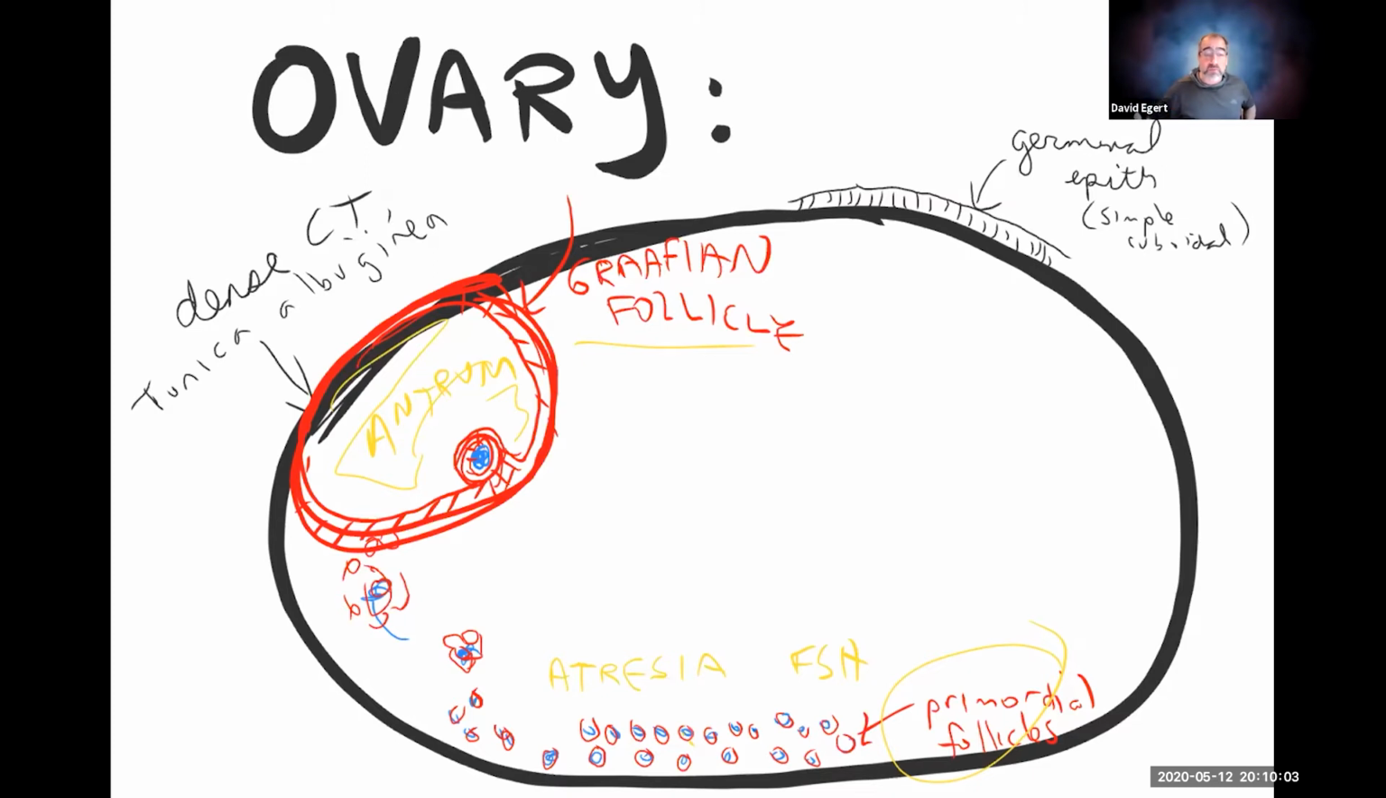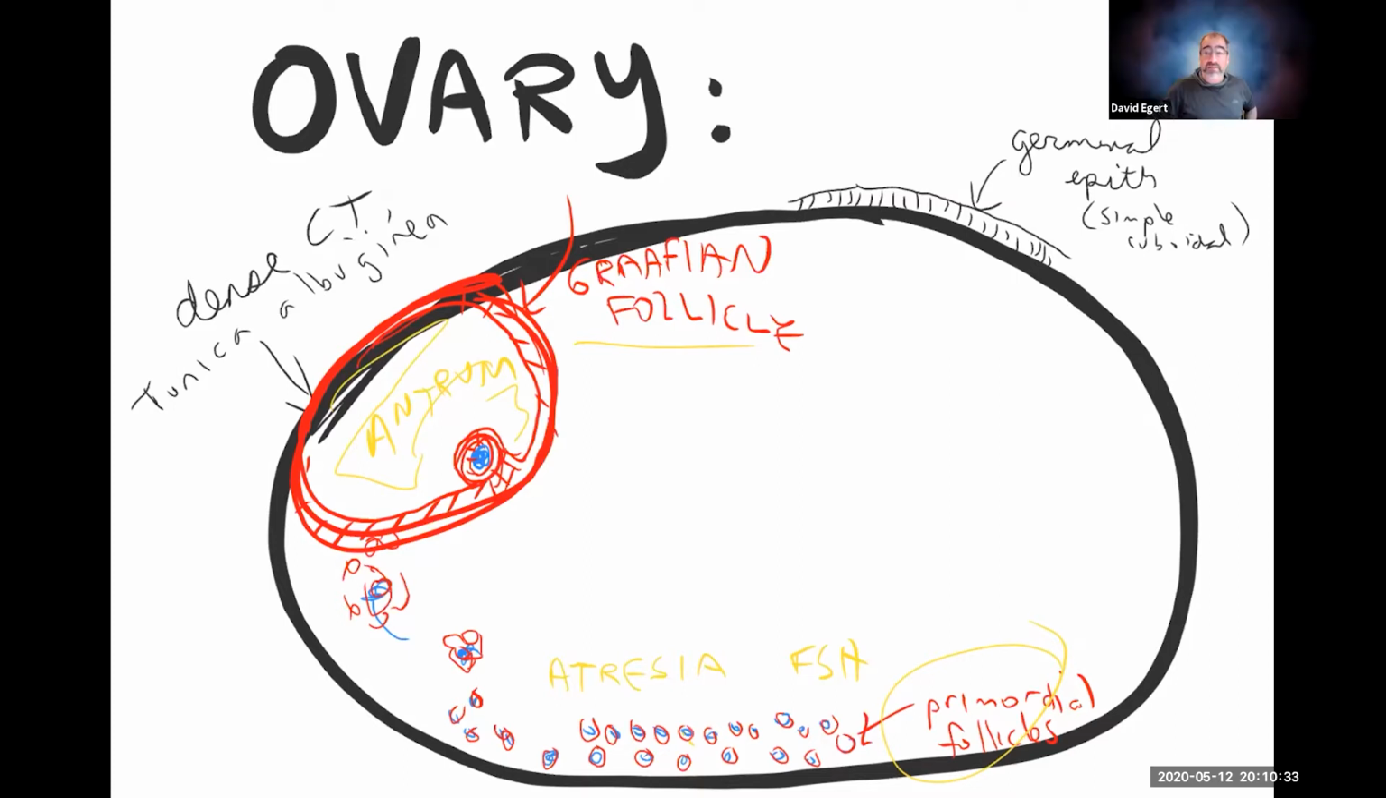In fact, most of the slides that I have to show you later in the lab time are actually from cats. Why is a cat ovary going to be a lot easier to see all the different stages of follicular development under the microscope? It's a lot smaller. Because they have more than one in the litter.